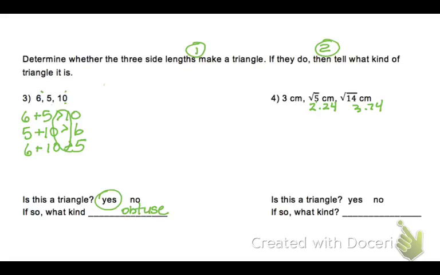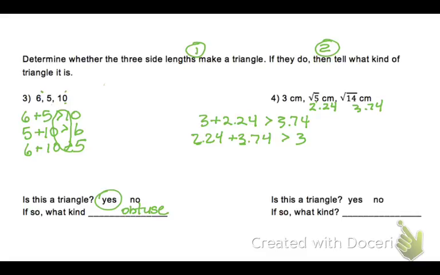So let's figure out if this is a triangle or not. We're going to say 3 plus 2.24, is that greater than 3.74? Obviously, because that's like 5.24. Okay, now we're going to see if 2.24 plus 3.74 is greater than 3. Obviously, right? Because you got 3 here and you have 2 here, so you're up around 5.